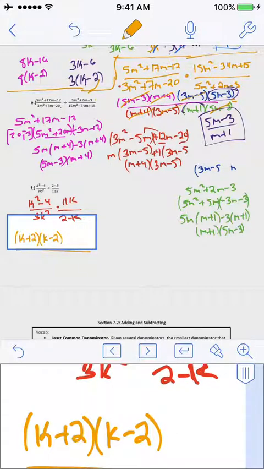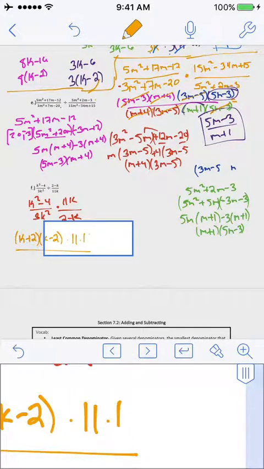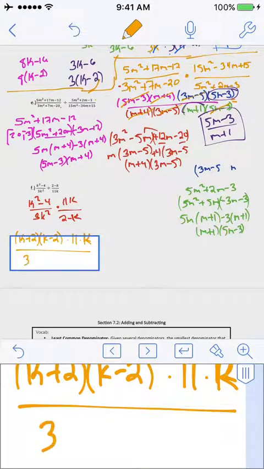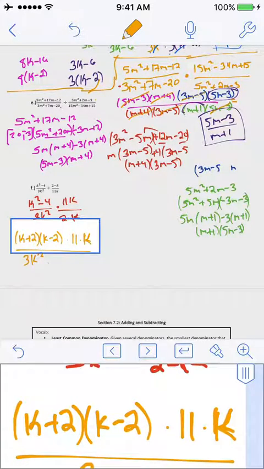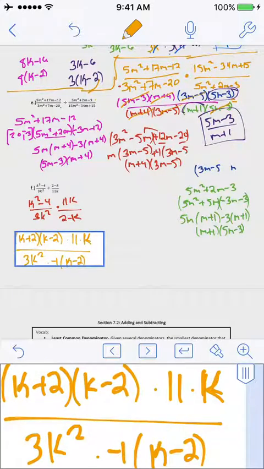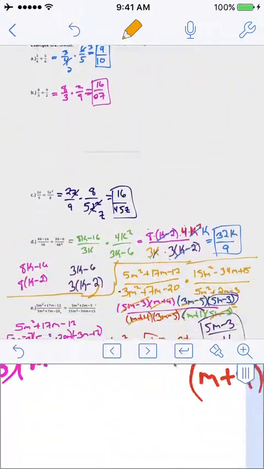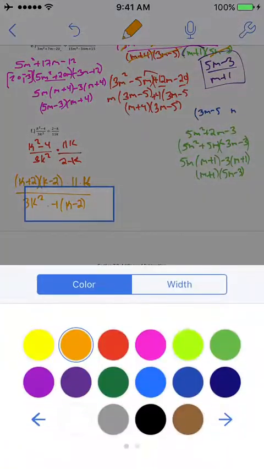Again, if you don't remember that, you need to go back to 6.3. 11k is pretty much as simplified as you can get. So 11k. 3k squared, again, about as simplified as you can get. 2 minus k is fine as it is. It's definitely reduced. But since I'm noticing this k minus 2 up here, I think I'm going to pull out a negative 1 and get k minus 2. Remember that from a few times back up in reducing, right? Pulling it out. That way I can see that these two guys match.